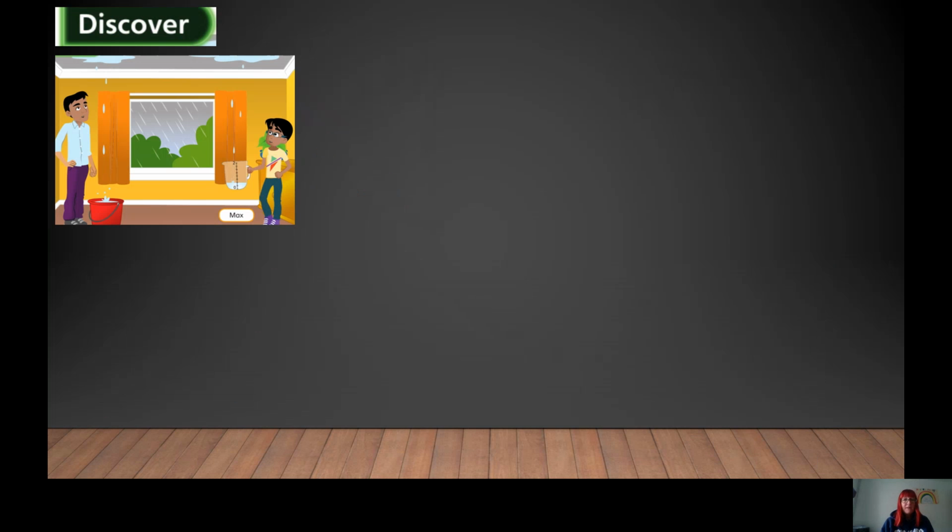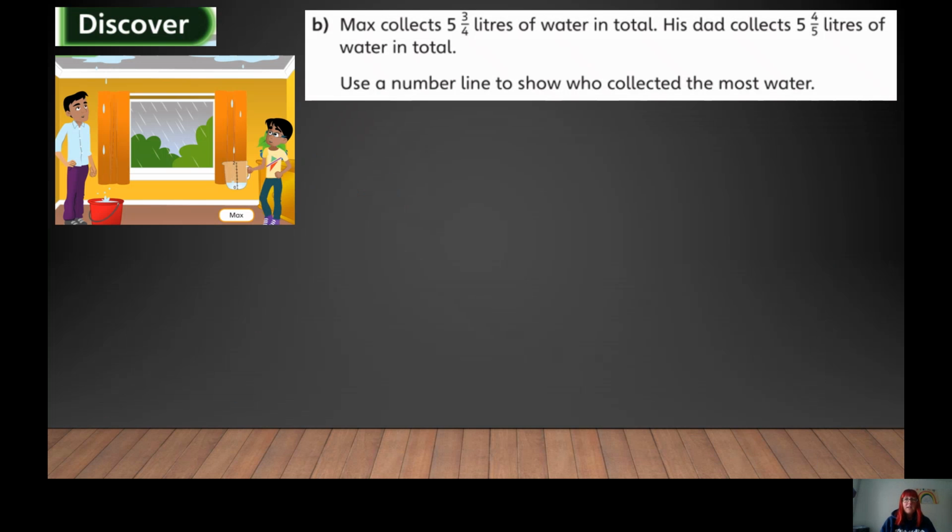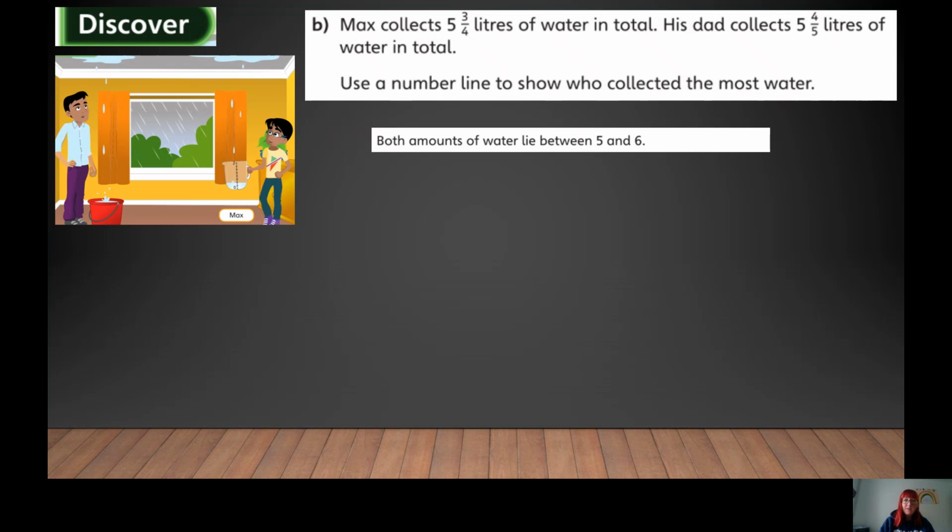So what about this discover? Max collects 5 3/4 litres of water in total, but his dad collects 5 4/5 litres of water in total. So use the number line to work out who has collected most water. So you're comparing fraction sizes here, and number lines are really good to compare. Okay, let's have a look.